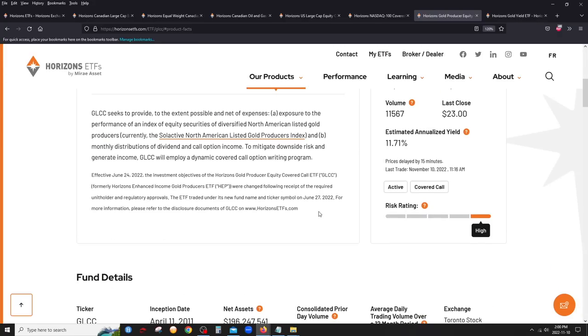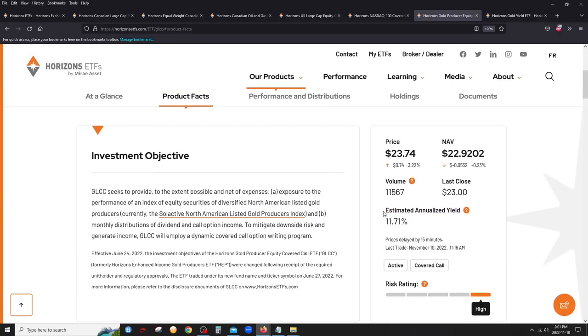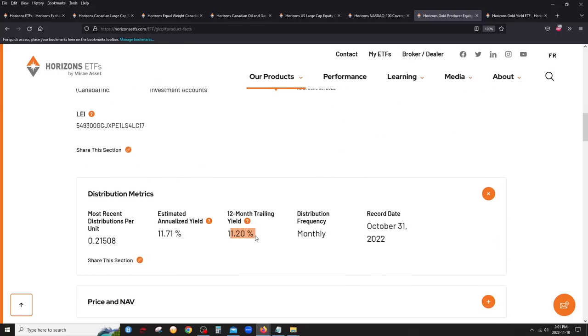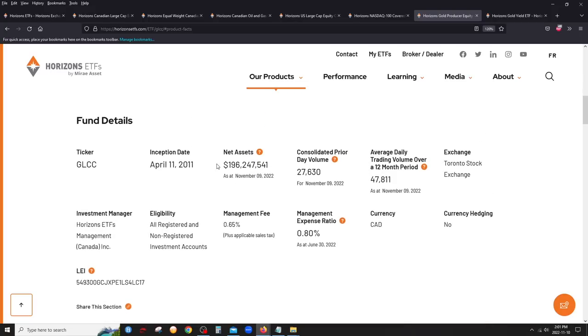And this one also has been having really, really nice yields. Right now the average is 11.71. If we look at the 12 month, it's 11.20. So yeah, this is really, really nice. And I think this is actually their biggest one with the most assets.